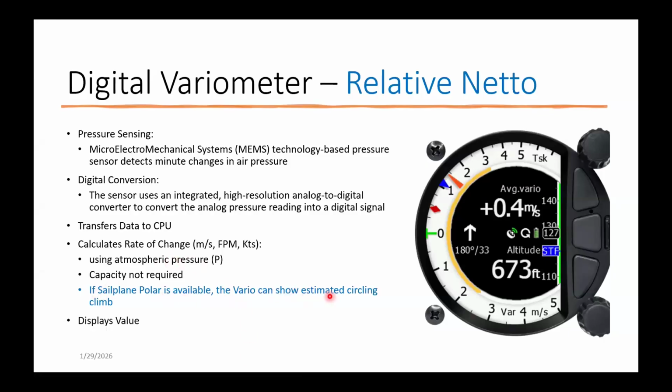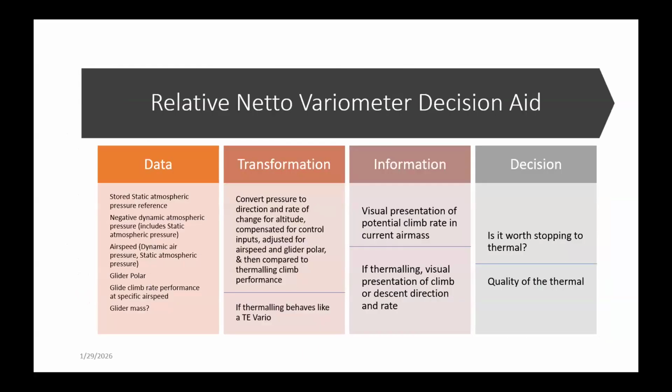So again, the number that you're being shown while you're in cruise is the estimate of what the circling climb rate would be. So again, here's all the sources of all the types of data that feed into this. Here's the transformations. Here's the kind of information. So we have a presentation of the potential climb rate, running straight and level. That gives you an idea of whether or not it's worth stopping for the thermal. If you're thermaling, then it's back to giving you the quality of the thermal.